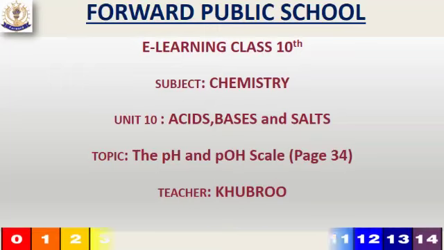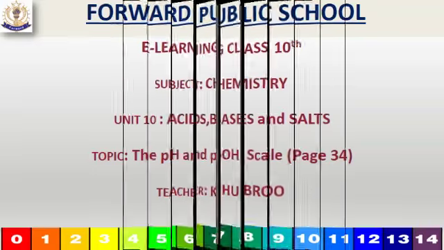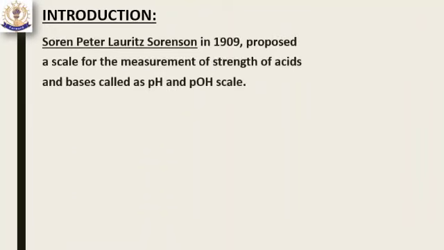Chapter is acids, bases and salts, and the topic we are going to discuss today is the pH and pOH scale. In 1909, Sorensen proposed a scale for the measurement of strength of acids and bases. By using this scale, we can easily measure whether the acid or a base is strong or weak.